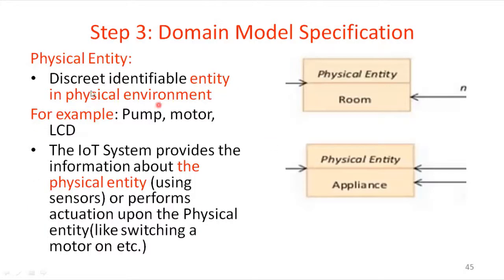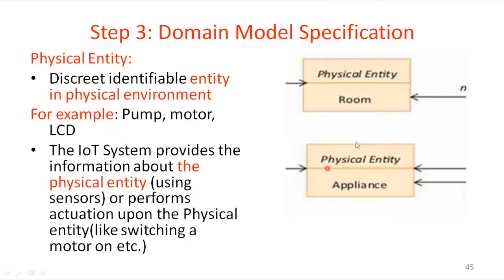Here in the domain model, what is a physical entity? For example, a room in the real world. That means a discrete identifiable entity in a physical environment. That's called here a room, a pump, a motor, an LCD. Everything, the entity, we call it a physical entity, the physical appearance of an entity. The IoT system provides information about the physical entity using a sensor, or performs an actuation upon the physical entity, like switching a motor.